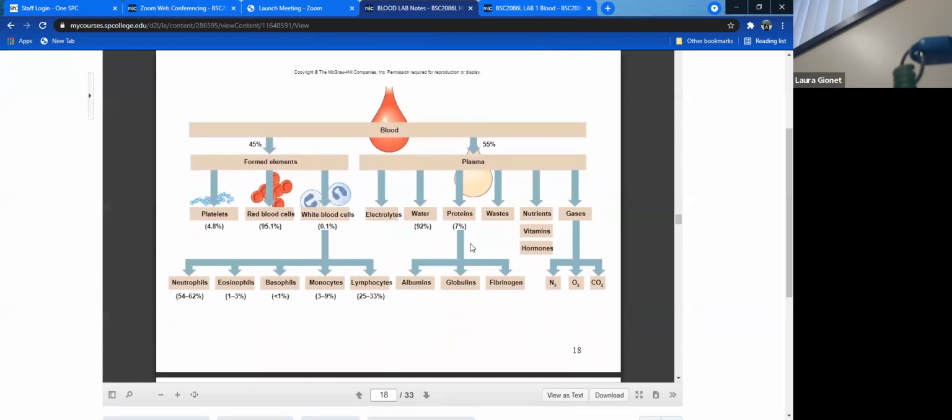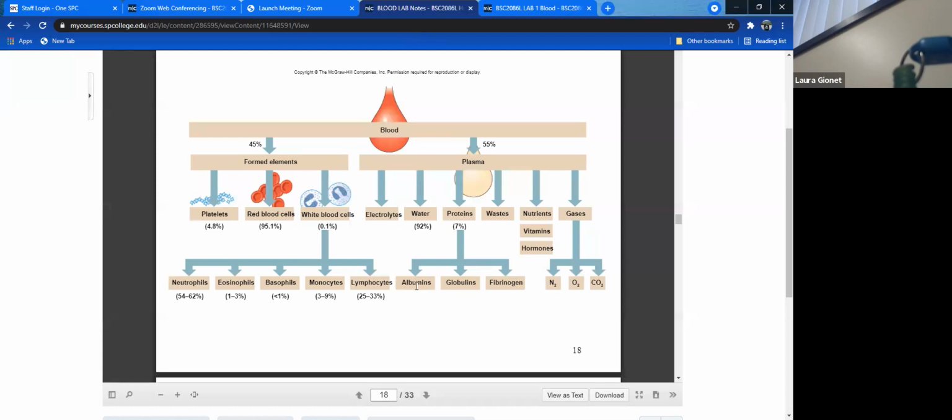All right, so this is a good picture to keep in mind, to use in lecture also. Out of blood on the top, we have 45% formed elements, 55% plasma. So we start with that major division. And then let's look at plasma. Out of that 55% plasma, we have electrolytes, water, which is 90 to 92%, proteins, waste products that we transport, nutrients, vitamins, hormones, gases that we can transport. Out of the proteins, we have albumins, globulins, and fibrinogen.